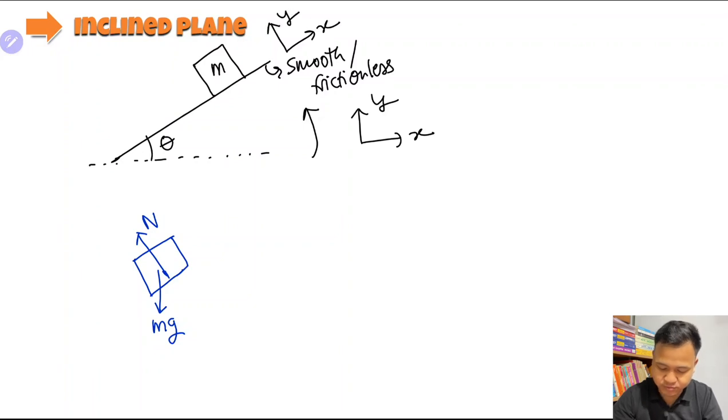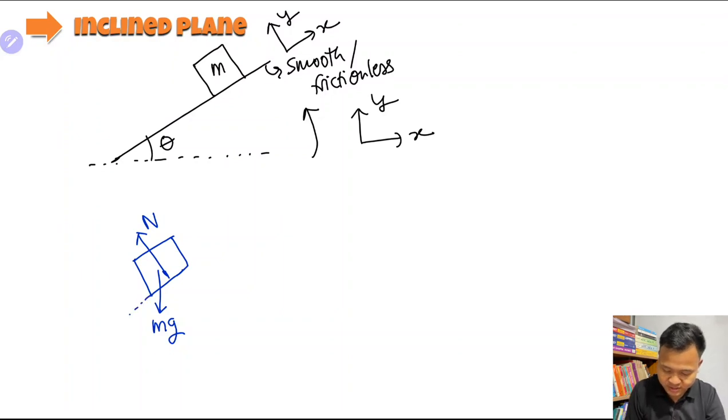Okay, x and y. Now mg is neither along x nor along y. So the weight of the block is neither along x nor y, which means we have to take the component of this one. I have to take the component of mg.